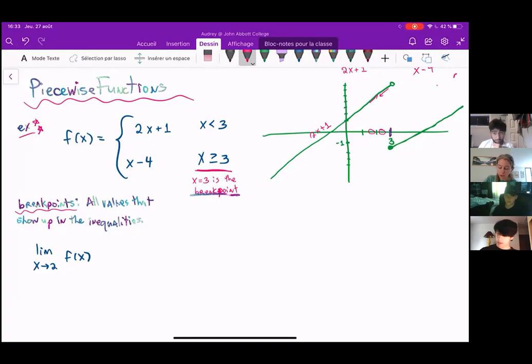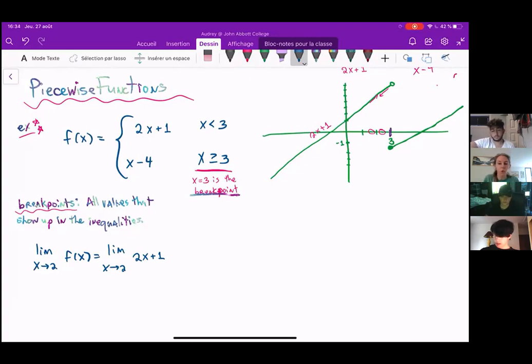Good. Which function am I on when I do that? 2x plus 1 or x minus 4? 2x plus 1. I'm on that top line. So what that means is down here, I can say this is the limit as x approaches 2 of 2x plus 1. Now, if we didn't have the graph, we just look at the x values, the intervals there.